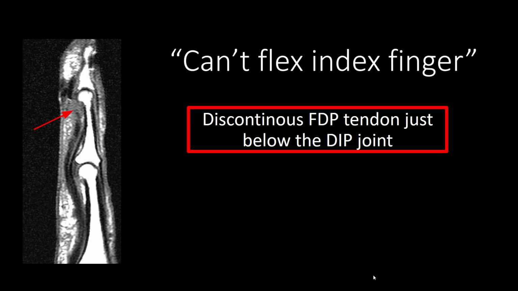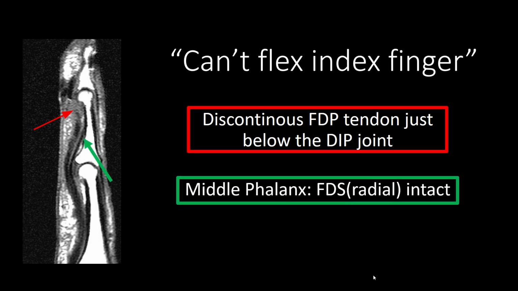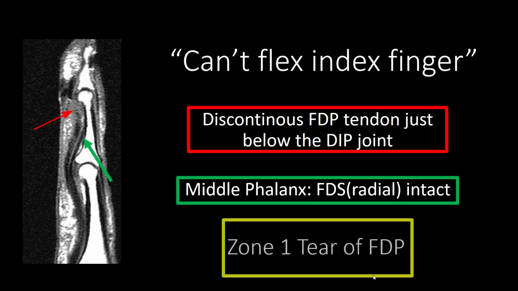So here's a case. They can't flex that index finger. And on MR, you can see that there is discontinuity of the FDP just below the DIP joint. However, you can see that at the level of the middle phalanx, the FDS, this is the radial limb, those are intact. So this is a Zone 1 tear of the FDP, and essentially really only the FDP, since that's the only thing that lives in Zone 1.